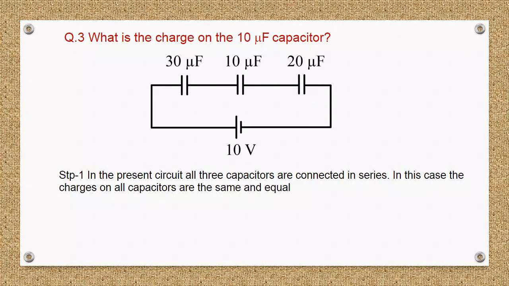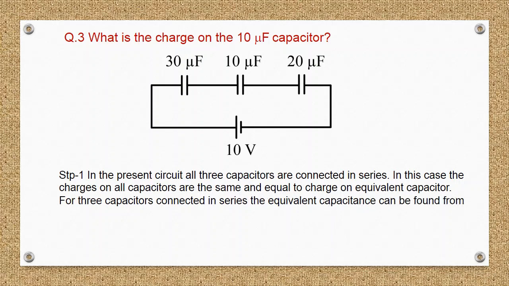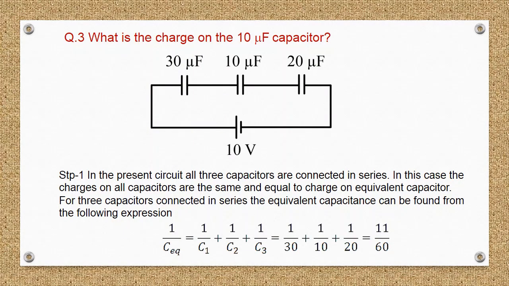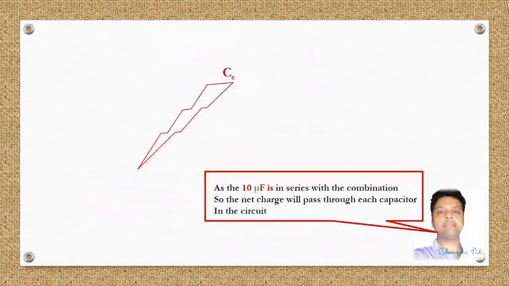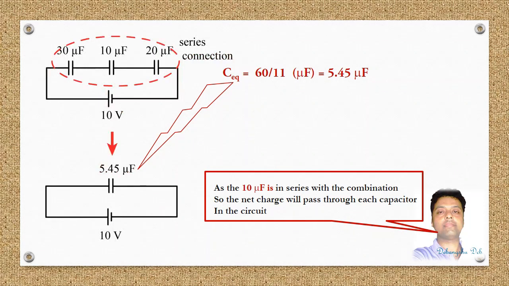The three are in series combination. So three capacitors connected in series, you will be finding 1 by C equivalent equal to 1 by C1 plus 1 by C2 plus 1 by C3, 1 by 30 plus 1 by 10 plus 1 by 20, so 11 by 60. So C equivalent will be equal to 60 by 11 microfarad, it is 5.45 microfarad.